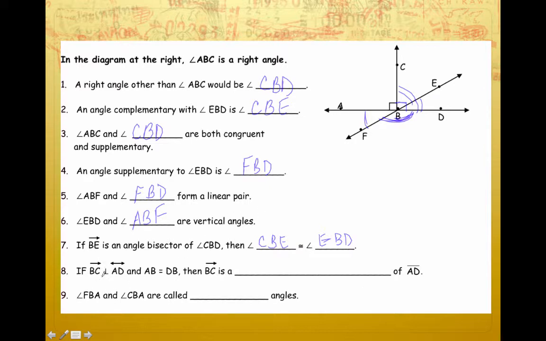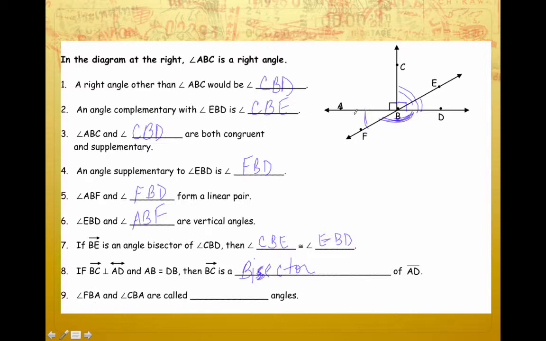Okay? And if BC is perpendicular to AD, and AB equals BD, then BC is a bisector of AD. It actually bisects the line because A to B and B to D. So B is the midpoint, and this is a bisector.